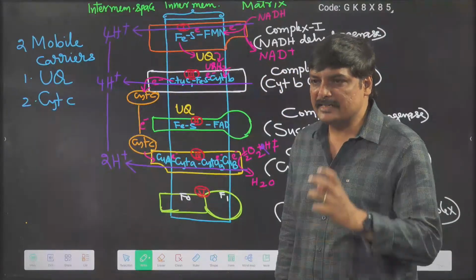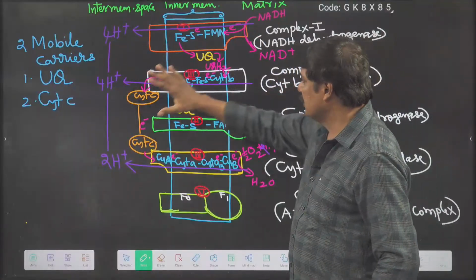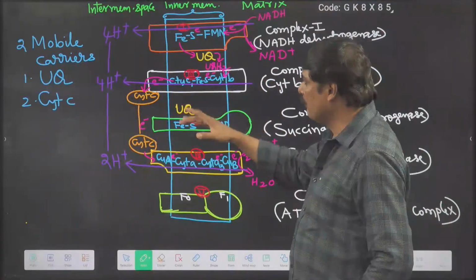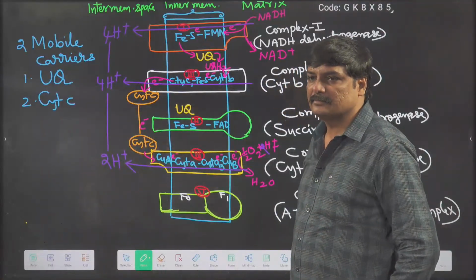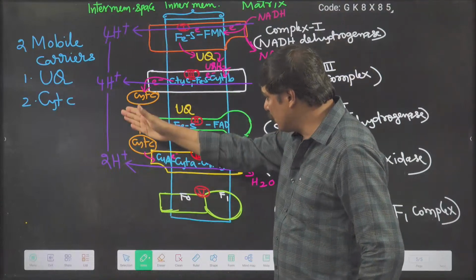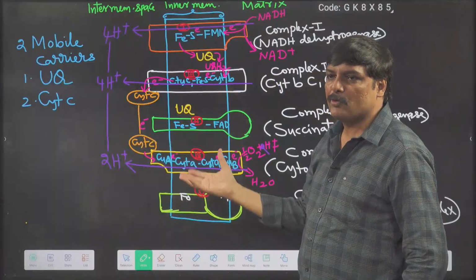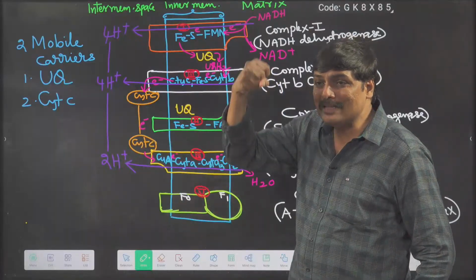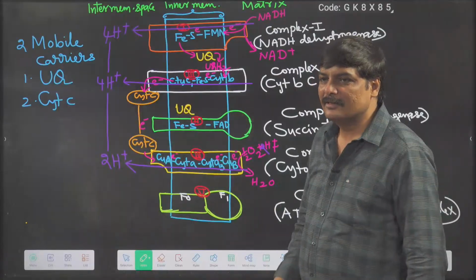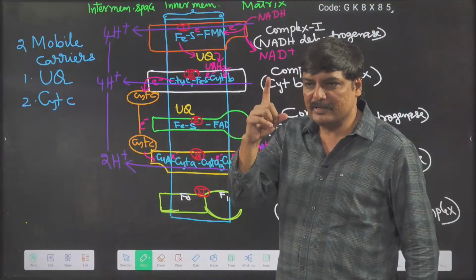Proton gradient is established. More protons, fewer protons. The difference in concentration of protons forms a proton gradient. Understood? Proton gradient. More protons, fewer protons. The difference creates a proton gradient, and when this proton gradient breaks, ATP is synthesized.